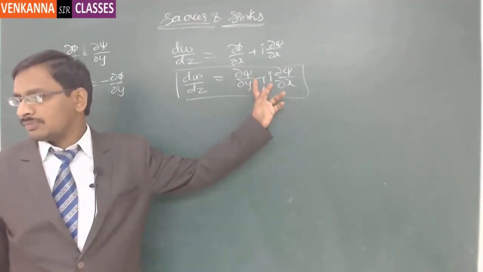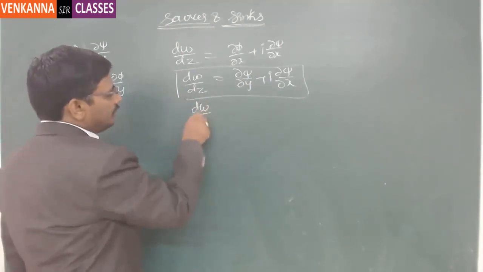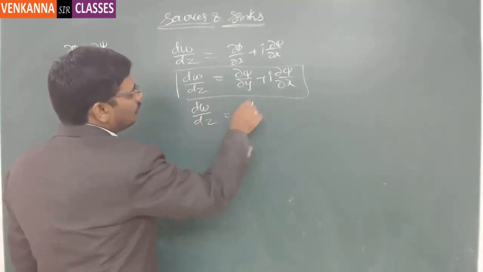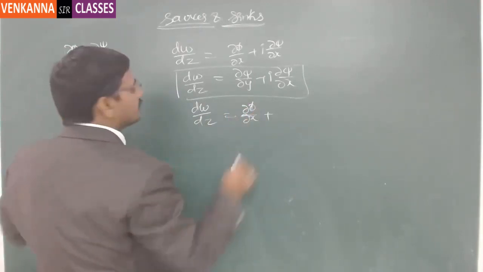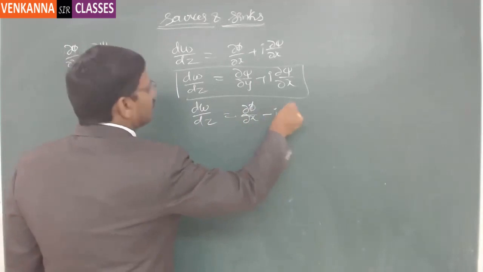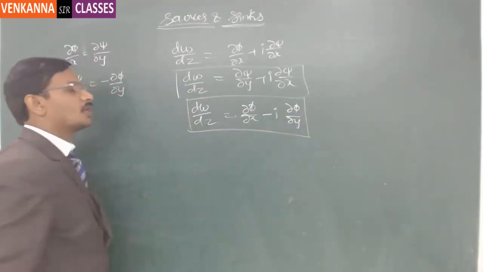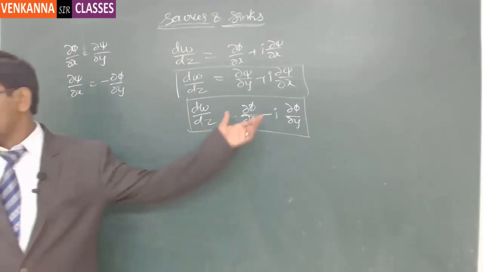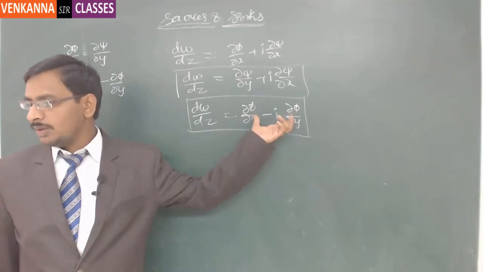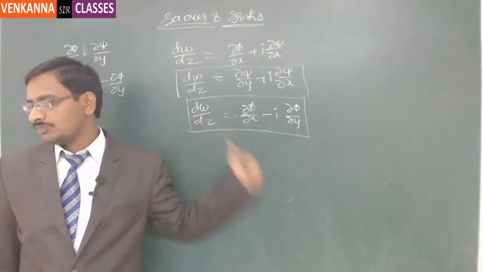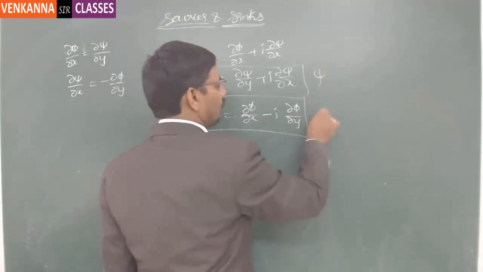Got it? And if you know the potential function, the same thing can be written as dw/dz equal to ∂φ/∂x plus i times ∂ψ/∂x, which can be written as minus i times ∂φ/∂y. So this is the complex potential. From the complex potential, you will be deriving the potential function, or if you know the potential function, you will be able to derive the complex velocity. Got it? So this is if you know psi. This is if you know phi.